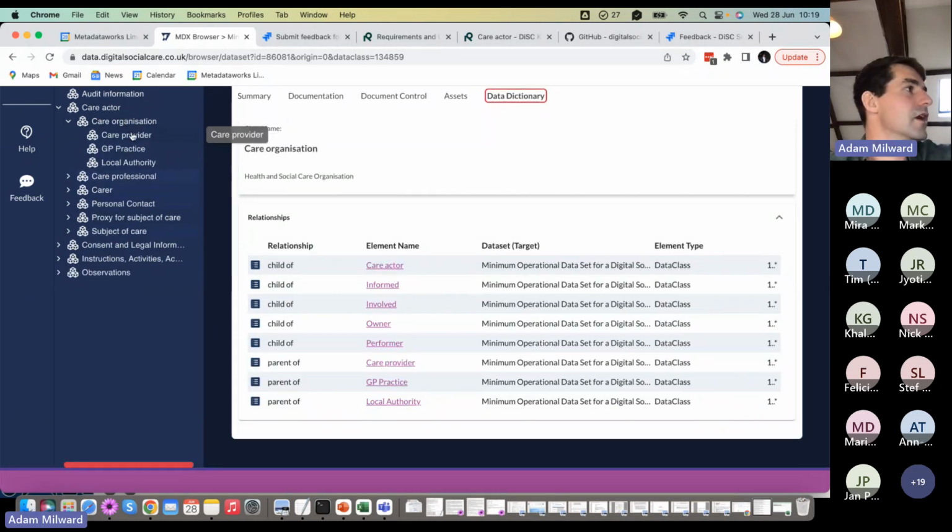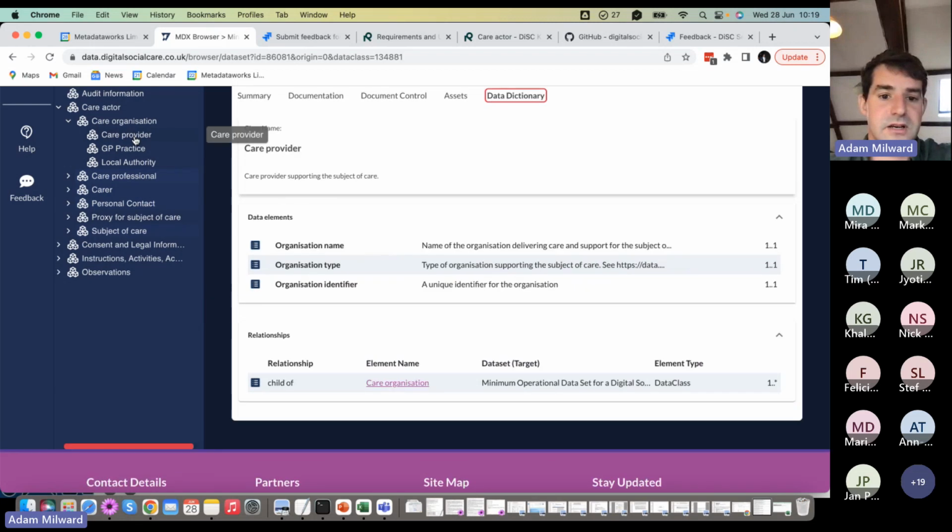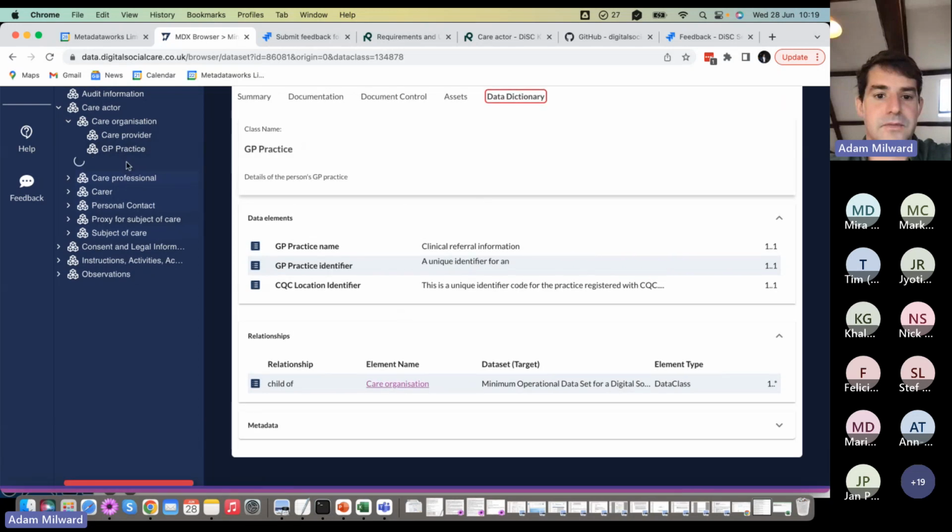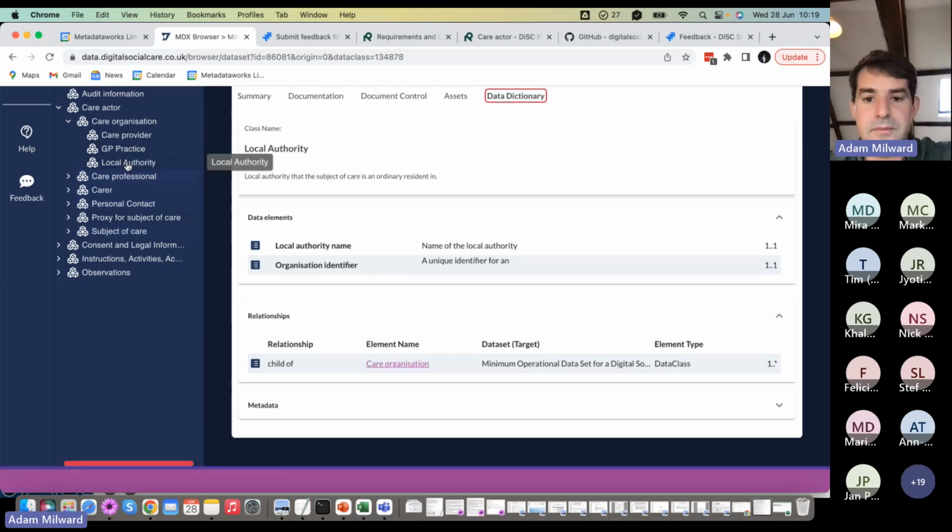So we've got three main types of care organisations. We've got care providers themselves, the GP practice, and then we've got a local authority. I think again we could potentially just have a single attribute for care organisation.